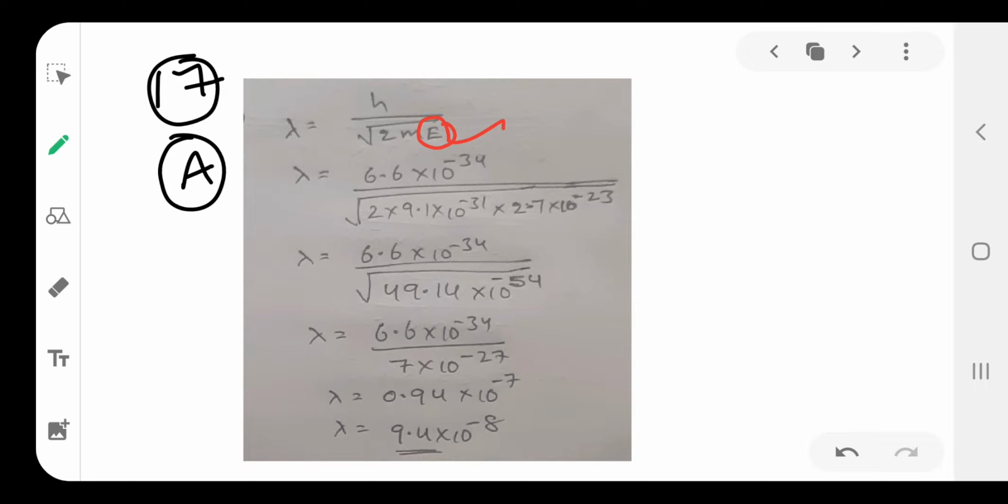Then you calculate the total value: 2 into 9.1 into 2.7 is 49.14 into 10 power minus 31 and 23, which is 10 power minus 54. The root of 49.14 into 10 power minus 54 is 7 into 10 power minus 27. Then 6.6 divided by 7 is 0.94, so the total value is 10 power minus 7.